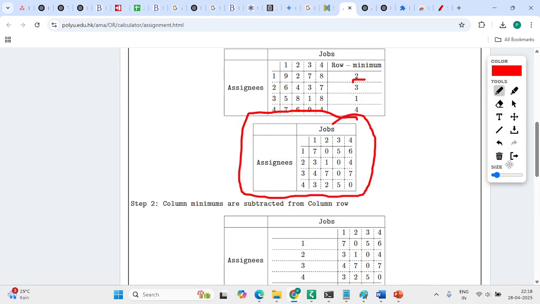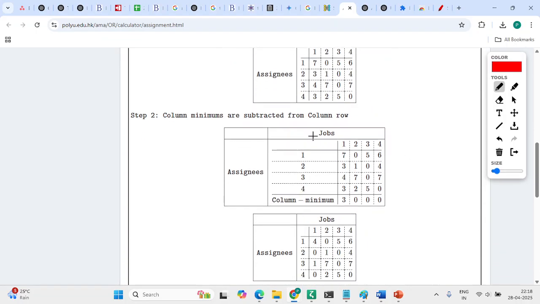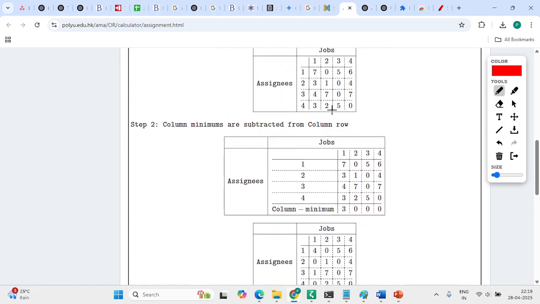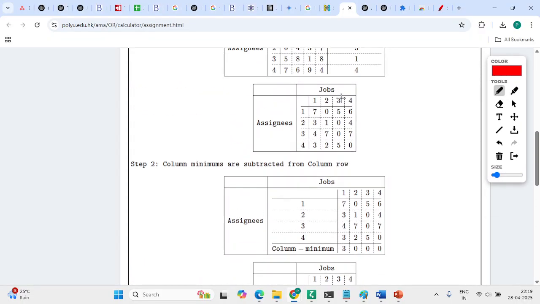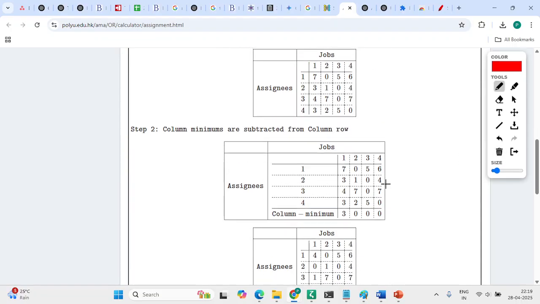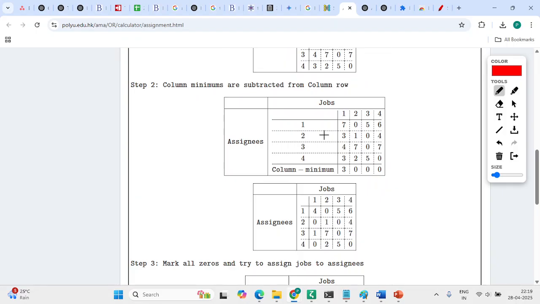Now the next step is to do the same thing column-wise. Right now we have this matrix, and in this matrix we will find the smallest number for each column, and then we will subtract that smallest number from each element. So let's see which is the smallest element. Here 7, 3, 4, 3, so 3 is the smallest number. 0, 1, 7, 2, 0 is the smallest number. 5, 0, 0, 5, 0 is the smallest number. 6, 4, 7, 0, 0 is the smallest number.